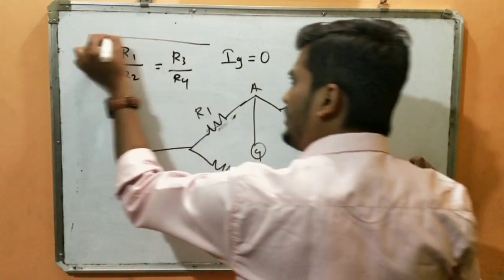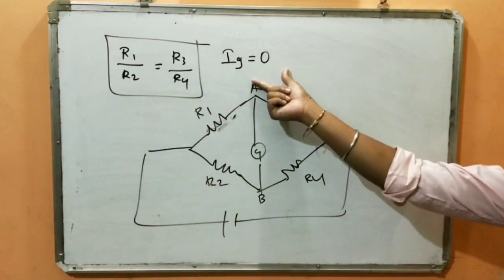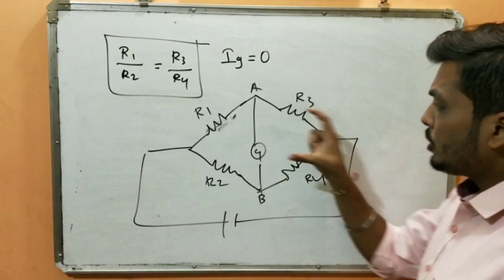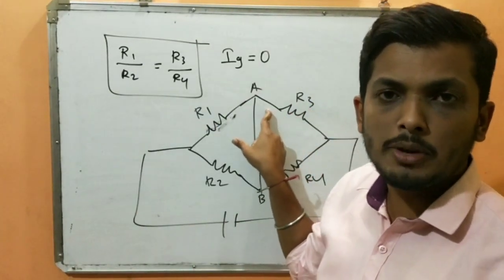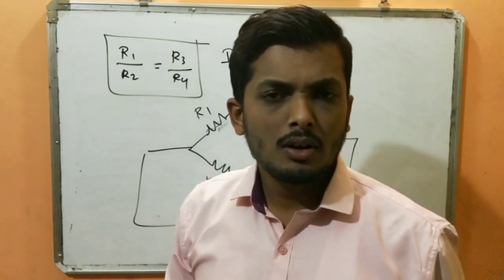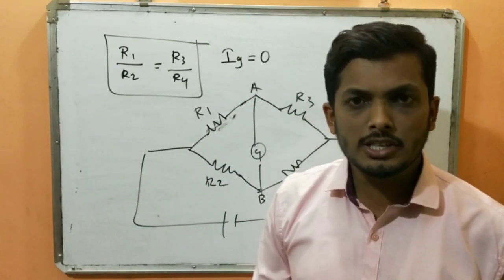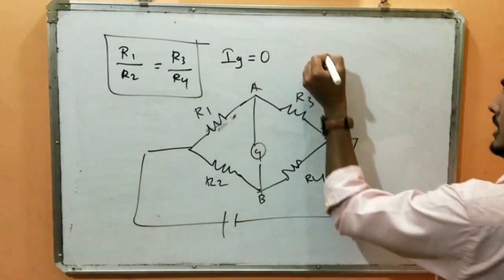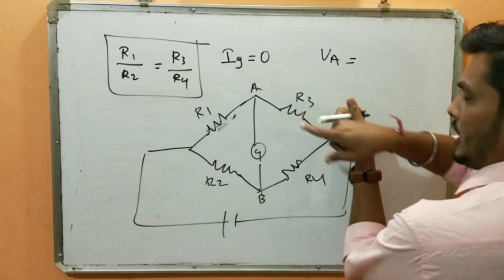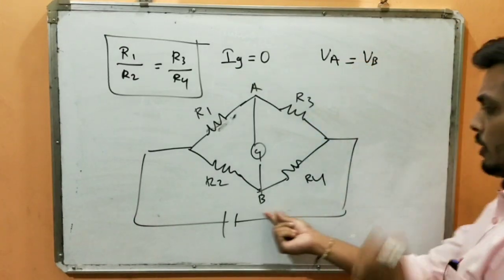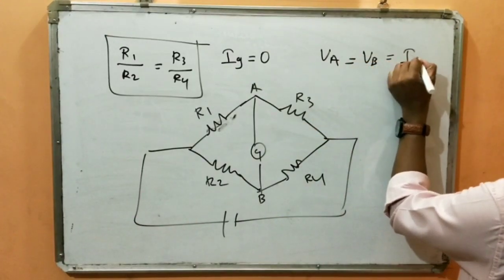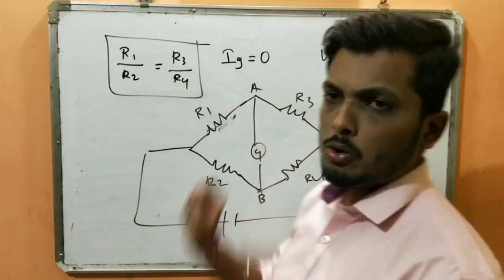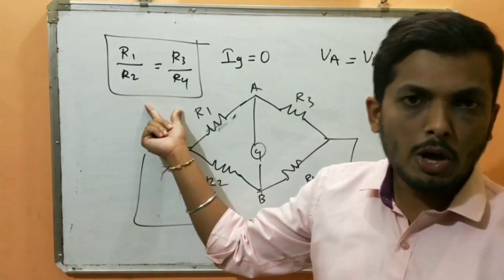So in order to get this formula, the necessity was that the current through the galvanometer would be 0. That is, the potential difference across the two terminals of the galvanometer should be 0. Quite obvious, right? Whenever there is no potential difference, no current will flow. Current will flow only when there is a potential difference. That is, if VA, the potential at A, is equal to the potential at B, then the current through the galvanometer would be 0. And once the current through the galvanometer is 0, this condition is satisfied.